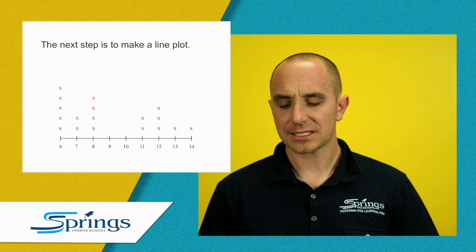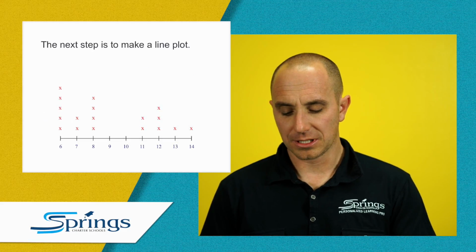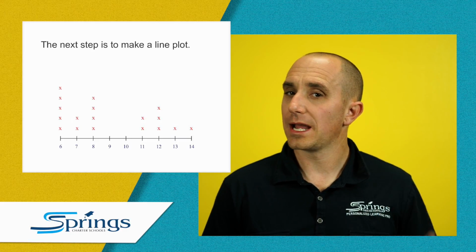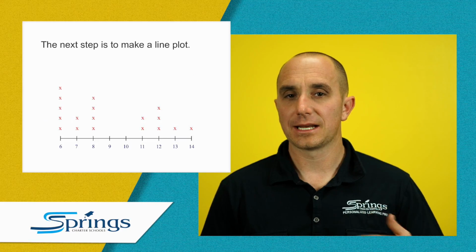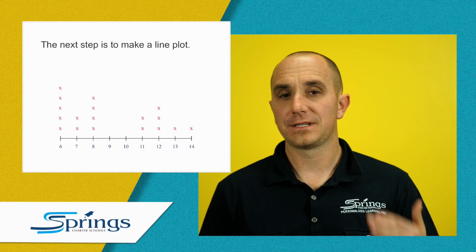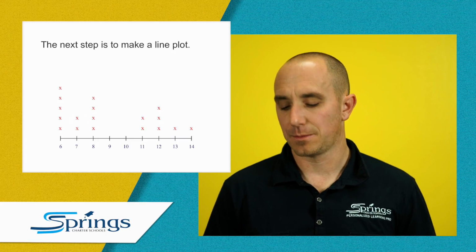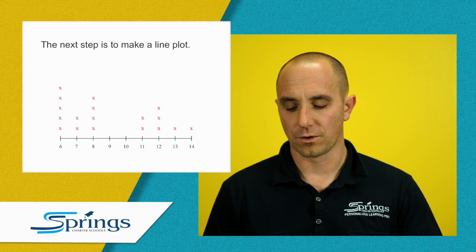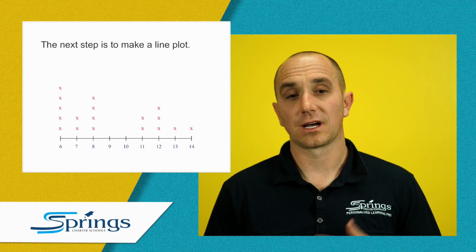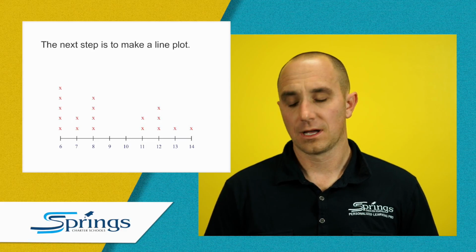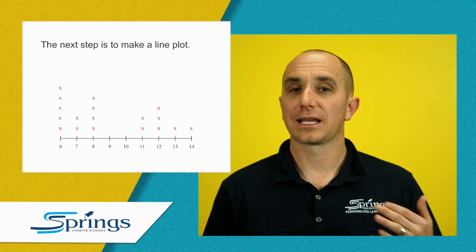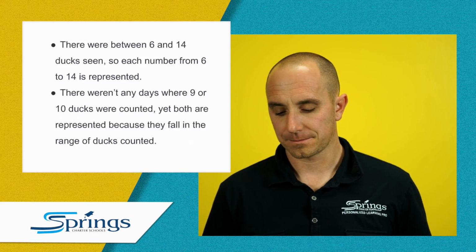Okay, so then the next step is to make a line plot. You can see here I started at 6 and go all the way up to 14. And then I record an X for every time that data point is recorded. So there were, looks like, 5 days when he spotted 6 ducks in the pond, 2 with 7, 4 days of 8, 2 times he saw 11, 3 times he saw 12, 13 and 14 were each once, and you can see he never saw 9 ducks or 10 ducks in the pond.